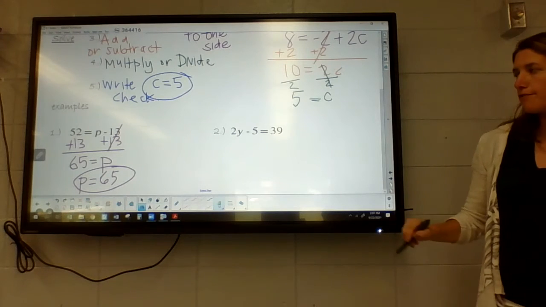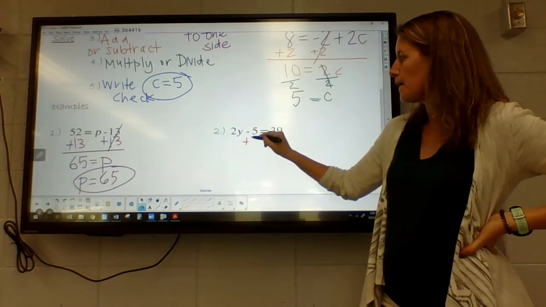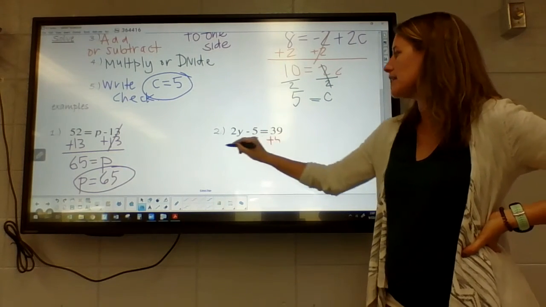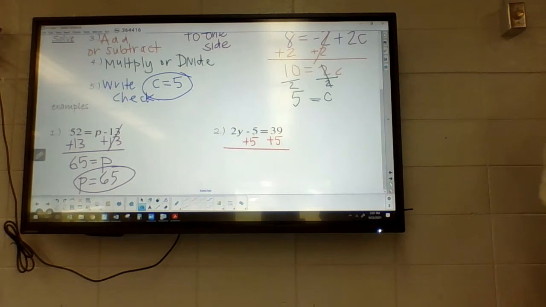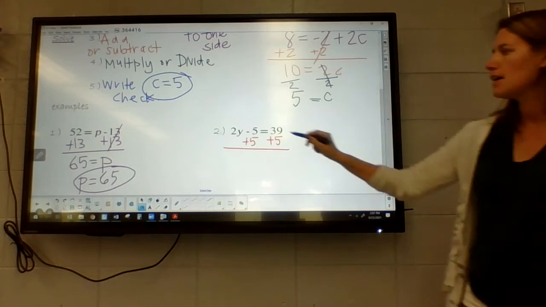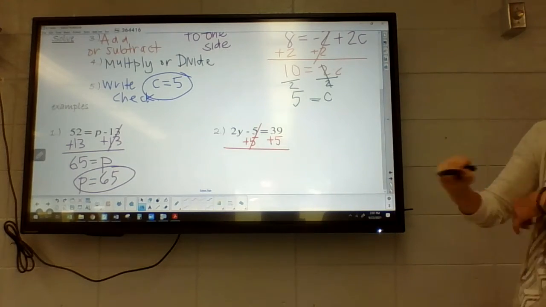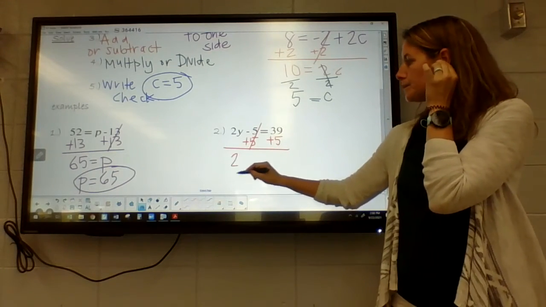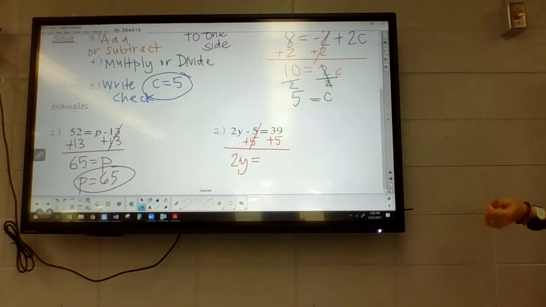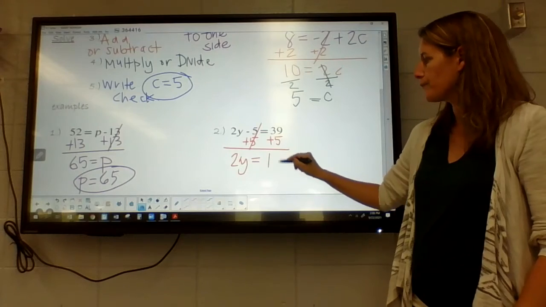Yeah, go ahead. Add 5. So I'm doing that to each side of the equal sign. If it helps, draw a line there, -5, +5, that cancels. And then 39 and 5 is going to be 44.